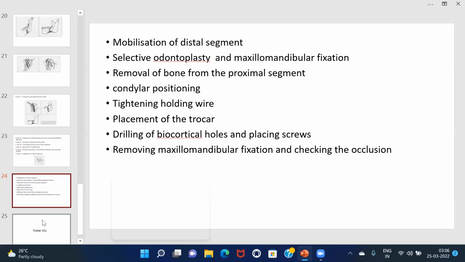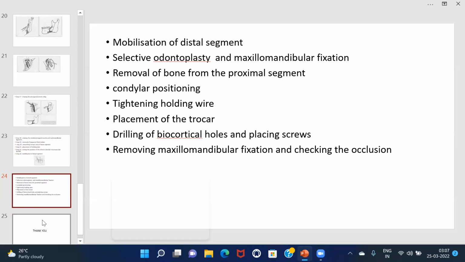This control, combined with an awareness of the anatomical relationship of the condyle and the glenoid fossa, should enable the surgeon to achieve the correct condylar position. Excessive force on the proximal segment during the maneuver may displace the articular disc in the fossa and lead to hemarthrosis or joint effusion. Now, step 28, tightening the holding wire. Hold the proximal segment in its desired position while the assistant gently tightens the holding wire.